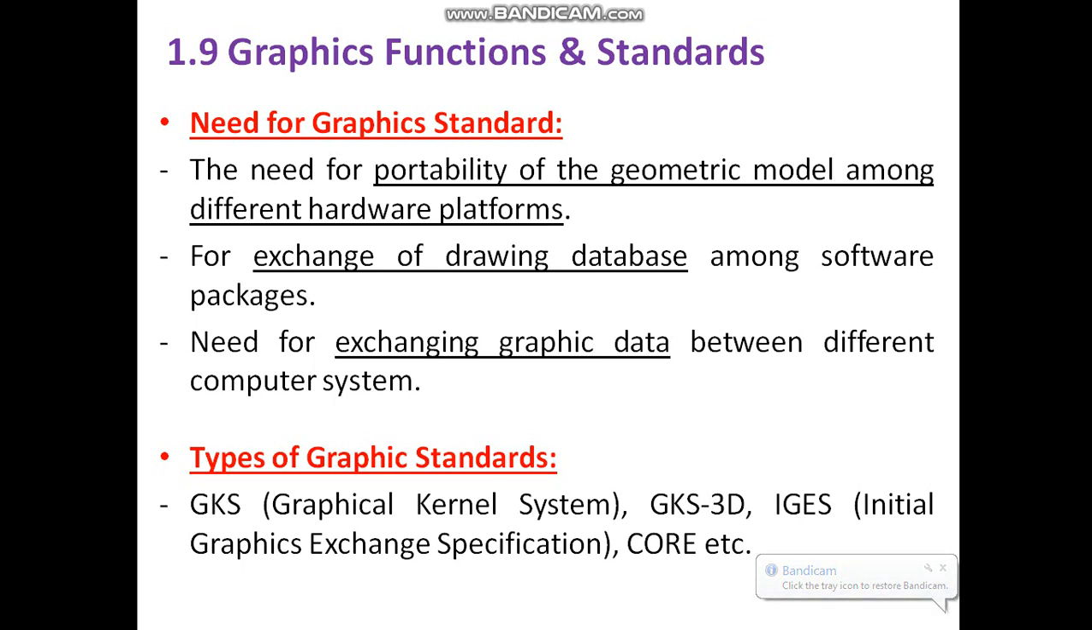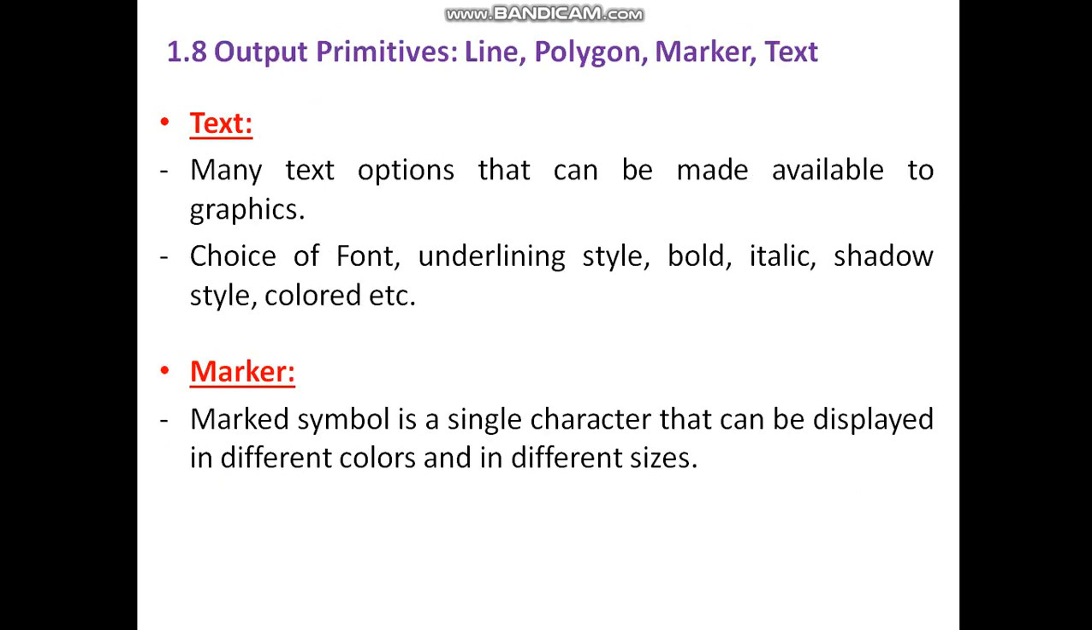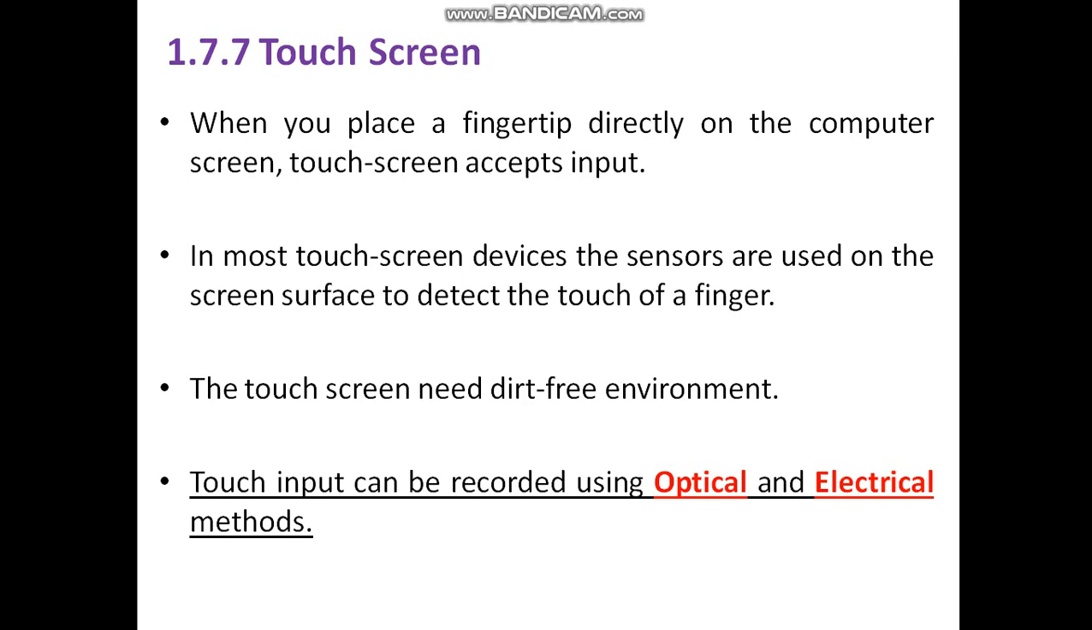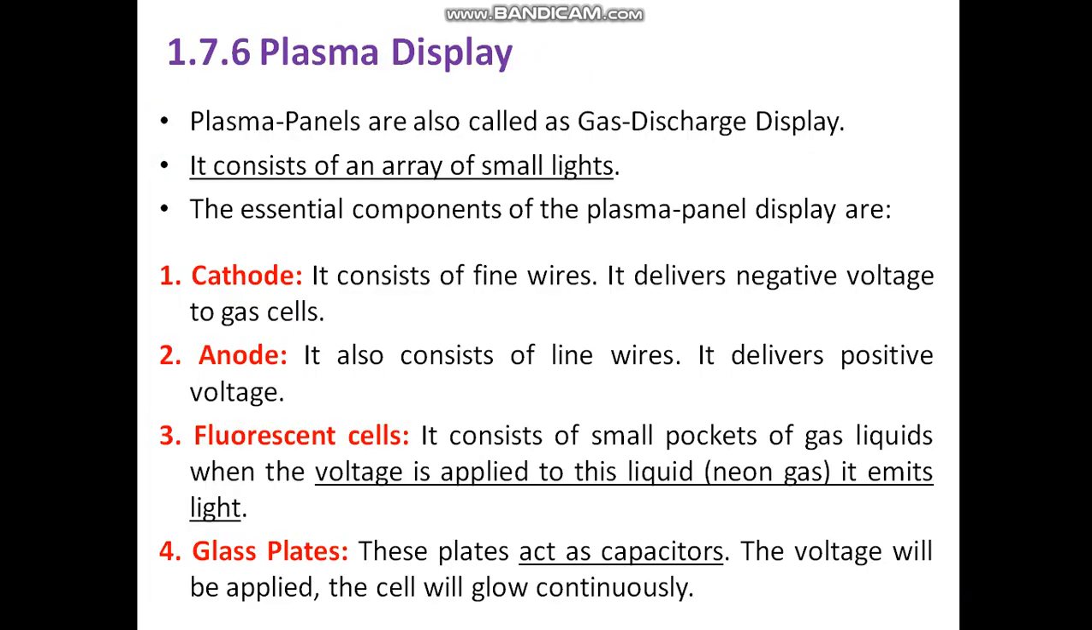In today's session, we discuss two topics: graphics functions and standards, and the latest trends in computer graphics. Before that, in the previous lecture we discussed the plasma display. The plasma display or plasma panel is also called a gas discharge display. It consists of an array of small lights. There are four components: first a cathode, second an anode, third a fluorescent cell, and fourth glass plates.